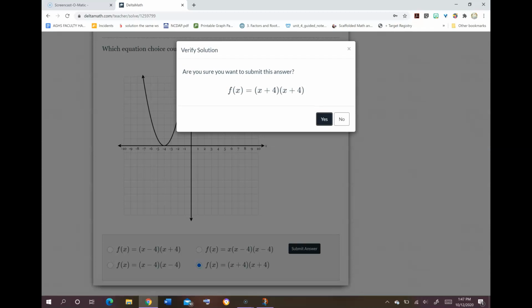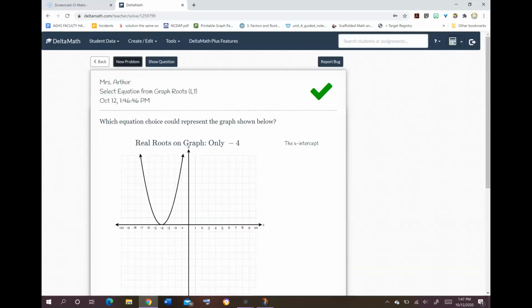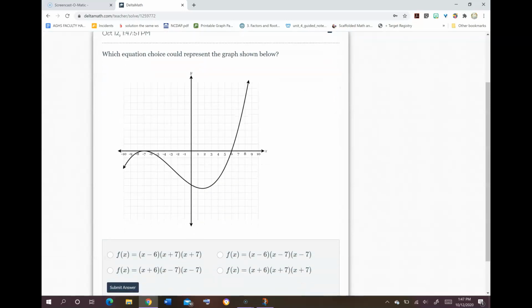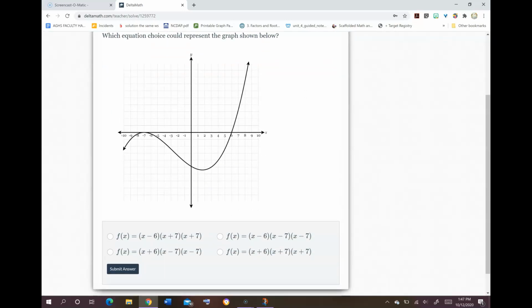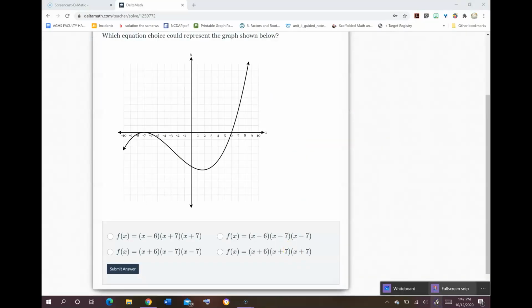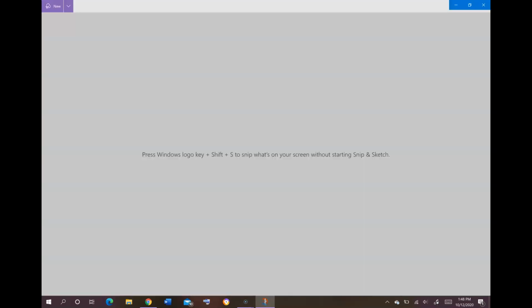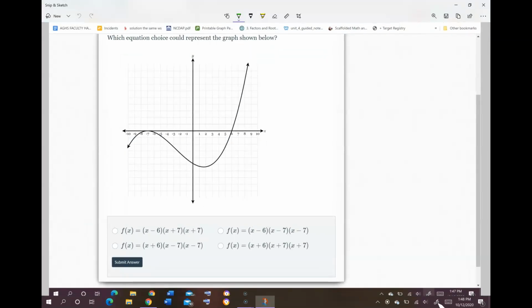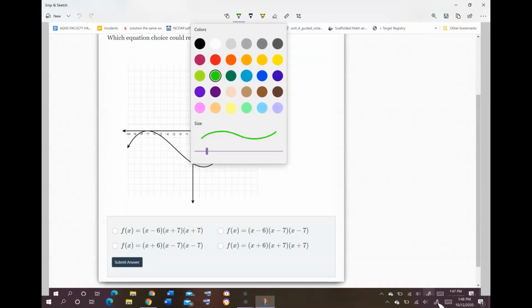I might do another one of these. They weren't so bad. Let's do another one, okay? Oh, this is a good one. All right, let's exit that. Let's get another snip. All right, so I would do what I just did. I would get all my roots, and I would go from there, okay, and find your answer.